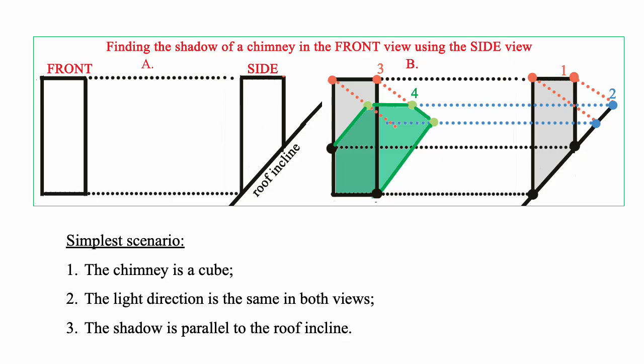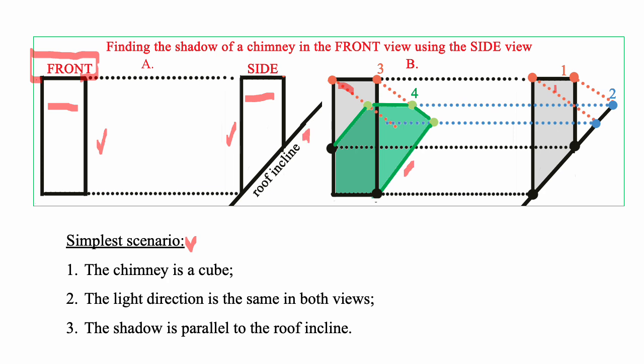I want to introduce two views since it will be very useful later. And for chimneys, it's useful if, for example, they have a cap on top of it. So we have a front view of the chimney and the side view, and I chose the simplest scenario where the chimney is a cube, so this distance is the same as this distance. The light rays are 45 degrees in both views, and the shadow is parallel to the roof incline.